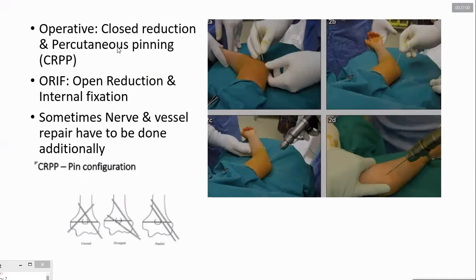As we go on, for an unstable type 2 fracture, if it is displaced, or if it is a type 3 fracture, which is completely displaced, then it is always safe to take the patient to the operation theater and do a closed reduction and percutaneous pinning. This is performed under anesthesia. It's a relatively short, quick procedure.